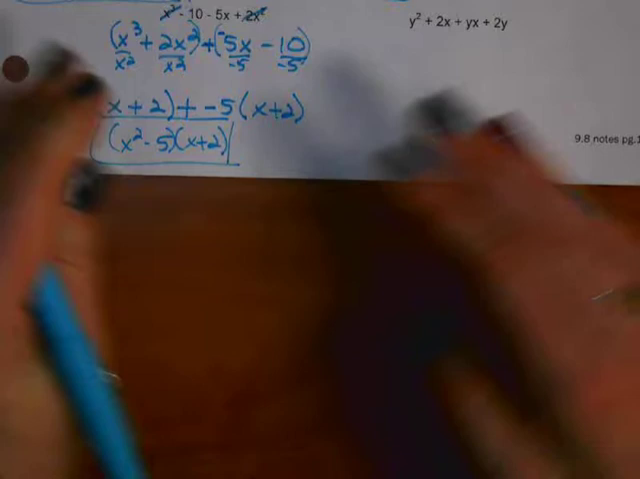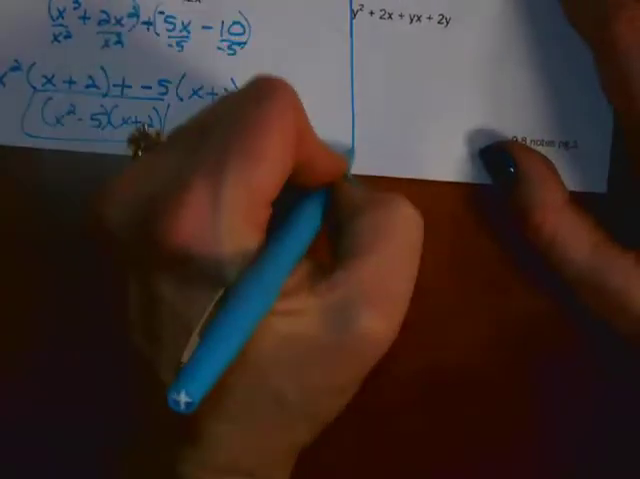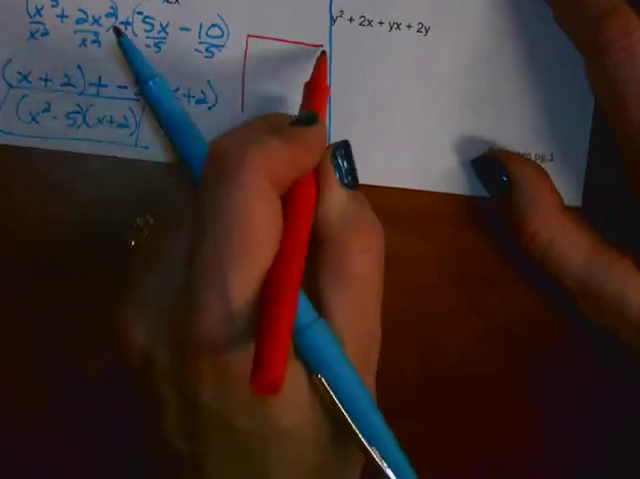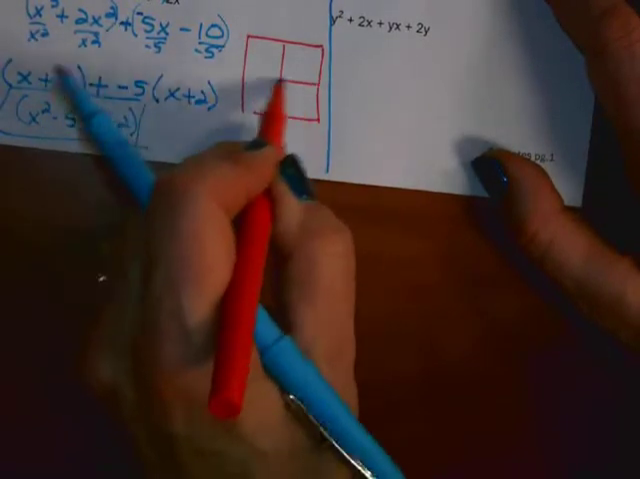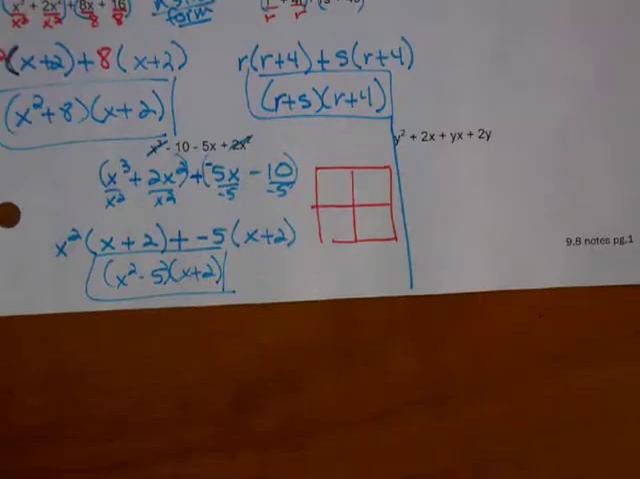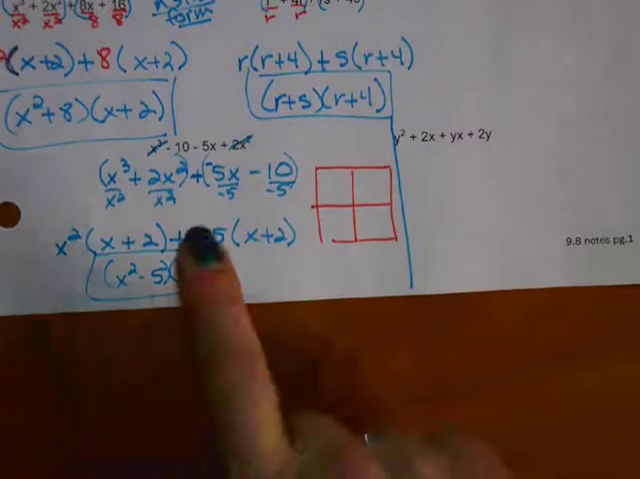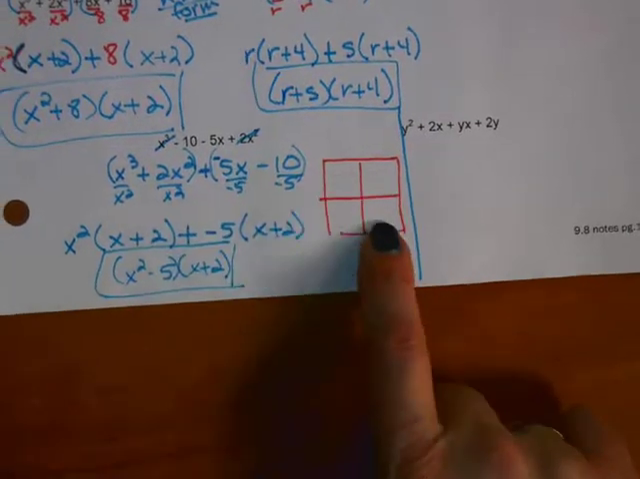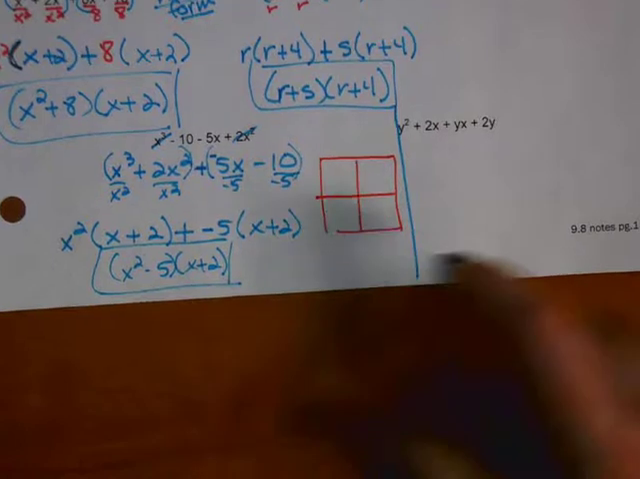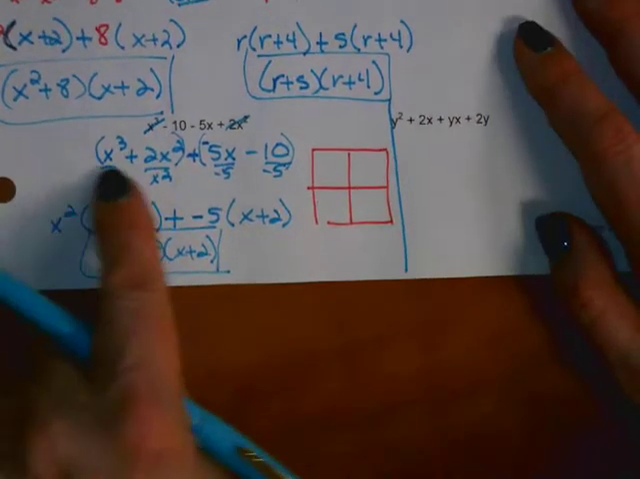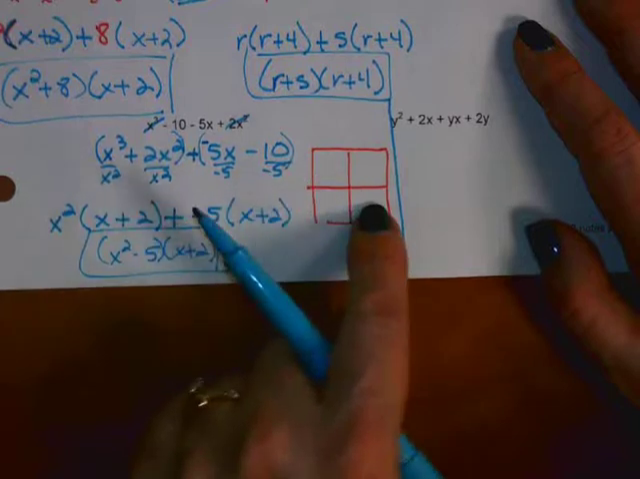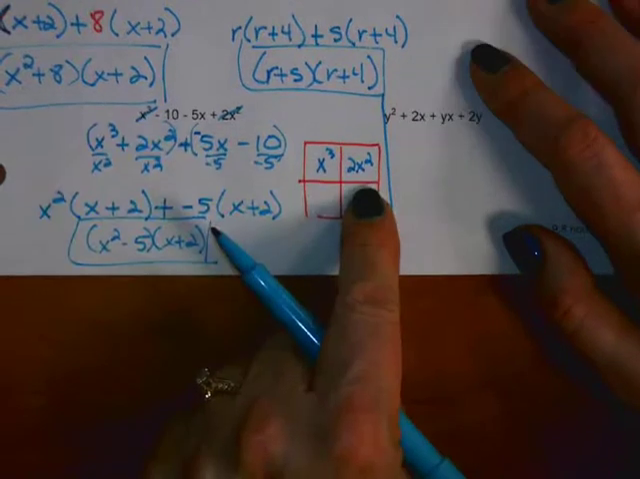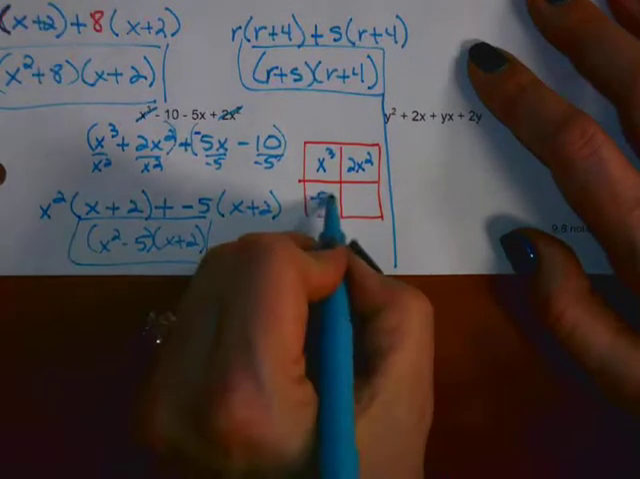Okay, now, I don't always use grouping. I'm going to show you a box. It gets a little tight. You can also use a box. Okay, I have a question for you. How many terms did we start with? 4. How many squares are in this box? 4. If I take each term in standard form and I write them in this box in this order, x cubed, 2x squared, negative 5x, and negative 10.